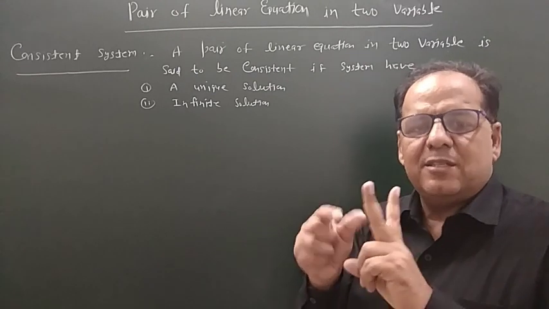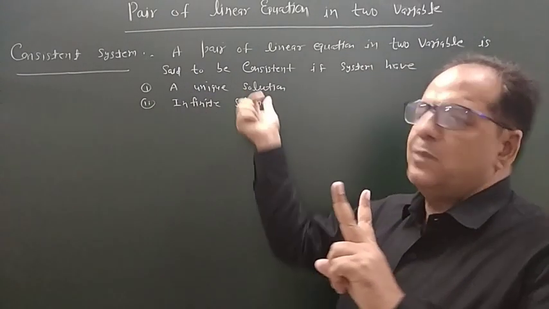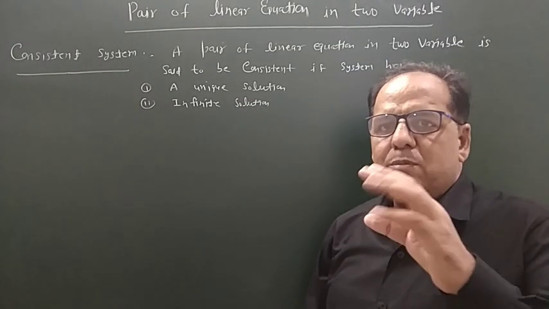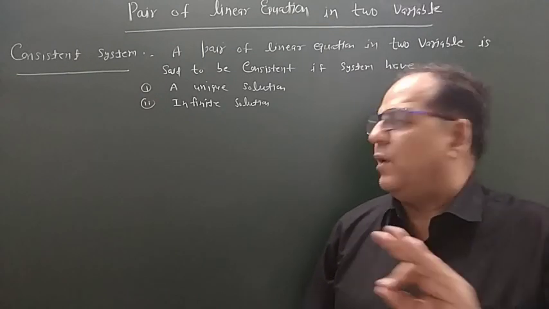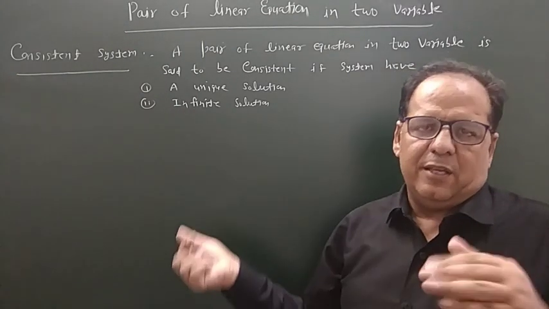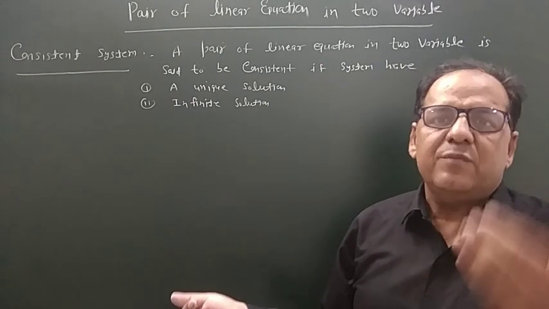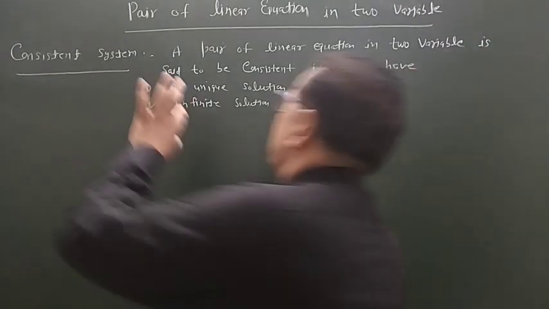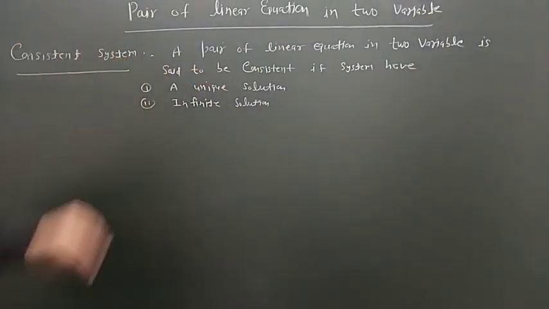There are two categories. One, a system has a unique solution. That means if we solve both the equations, we have a single value of x and a single value of y. Or infinite solutions, that means in this case x and y have more than one value. So in these two categories, the system of equations is called a consistent system.